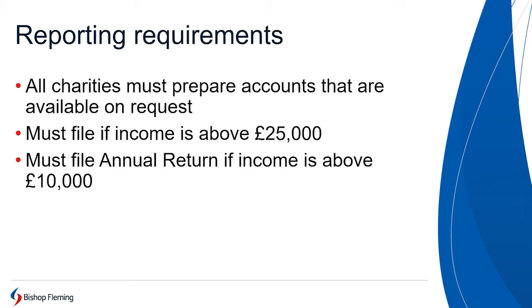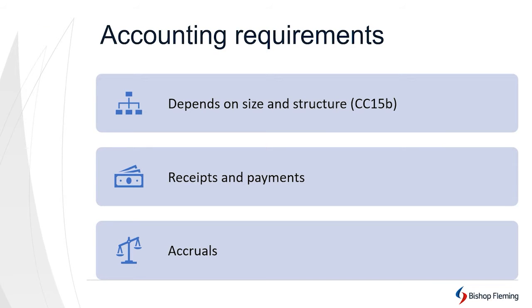And as another reporting threshold, you must also file an annual return with the Charity Commission if your income is over £10,000. That annual return gives some standing data to anybody looking on the Charity Commission, just so they can understand your charity a little bit more. So all charities are doing some form of accounts, but what form of accounts are they doing? It very much depends on how that individual charity is set up and how big it is.